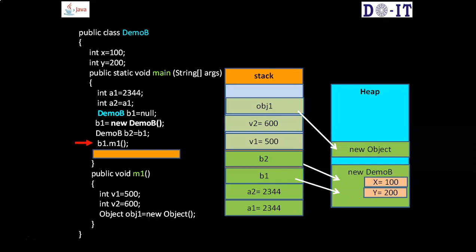And then the third line in m1, which is an object creation. Object is a class, and hence instances of Object will be loaded in the heap.